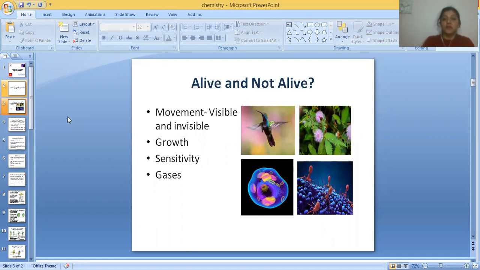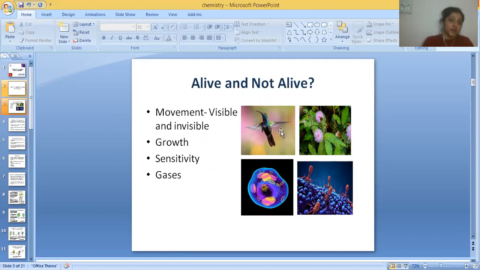So what is the basic criteria to decide what is living and what is not living, what is alive and not alive? The most apparent characteristic of life is movement. There are two types of movement. One is visible, another is invisible. Visible movement comprises of change of position and part of an organism. For example, a flying bird, a running dog.